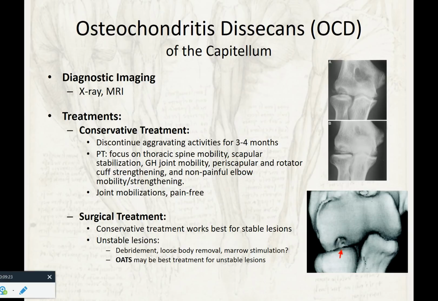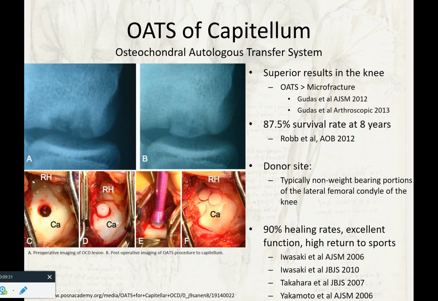But the best treatment for unstable lesions has been suggested to be OATS. And OATS is osteochondral autologous transfer system. If we break that down, osteochondral, so we're taking cartilage and bone, autologous, meaning from yourself, and transferring it to another part of the body. So with OATS, there have been superior results in the knee over microfracture procedures, where the surgeon drills or picks small holes into the osteochondral bone to elicit increased blood flow to try to improve healing.